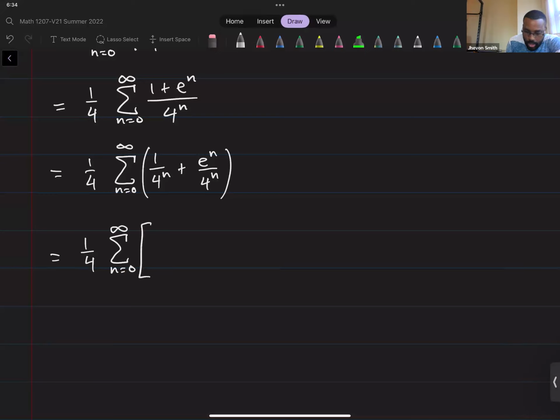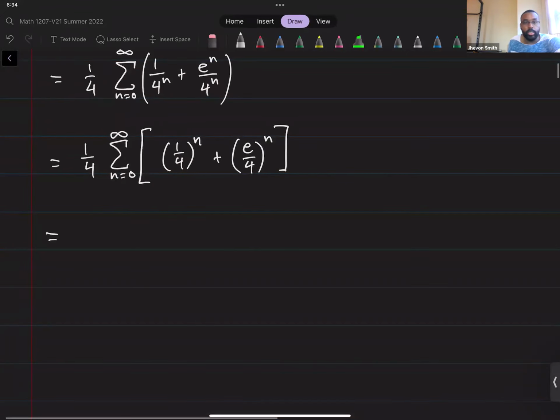So it turns out that 1 over 4 to the n, I can write as 1 over 4 to the n, because 1 to the n is always 1. And of course, e to the n over 4 to the n, I can write as e over 4 to the n, because powers distribute across division.